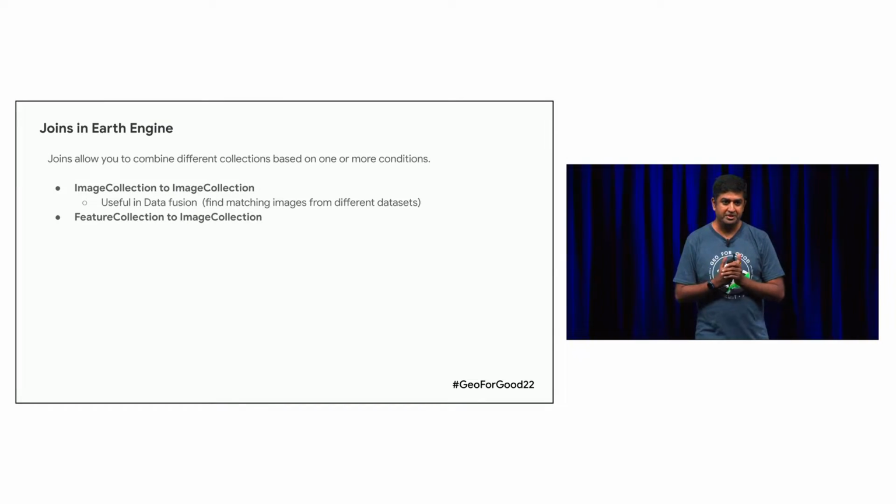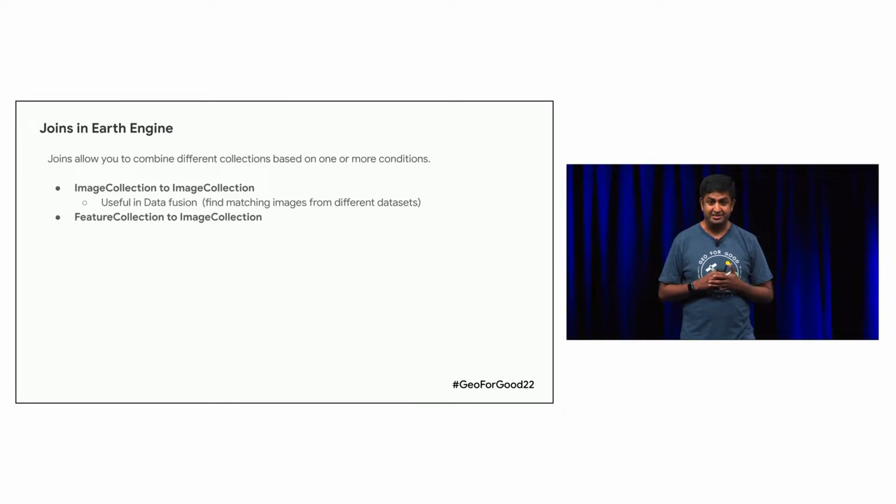You can join a feature collection to an image collection. So you have a vector layer, points, polygons, and you want to join with an image collection. Why would you want to do this? Well, this is great for data extraction.